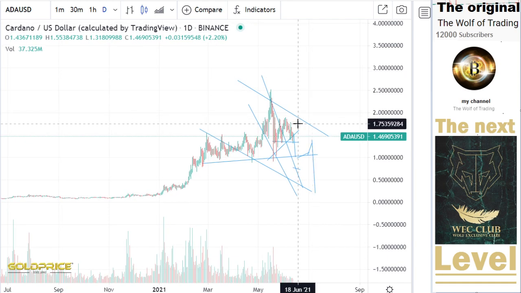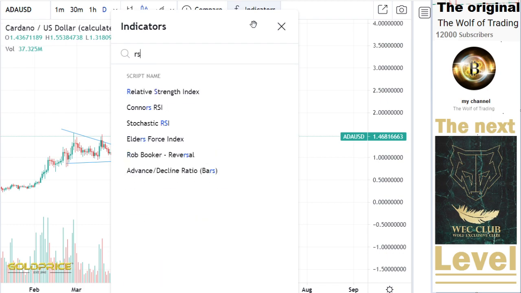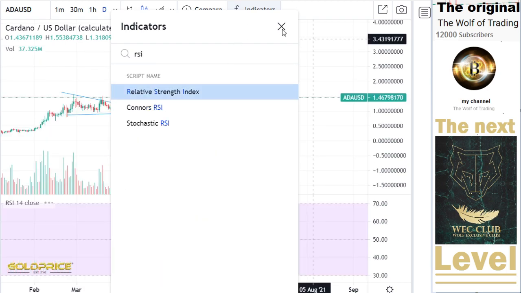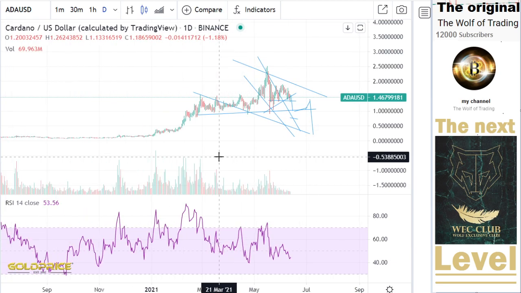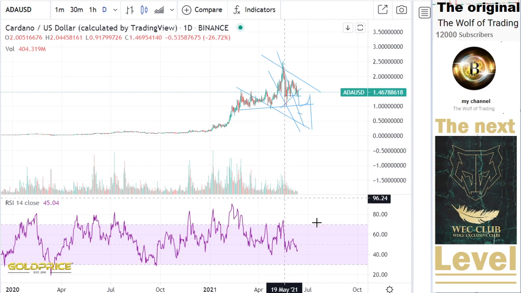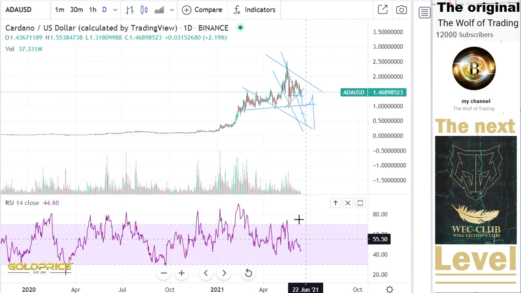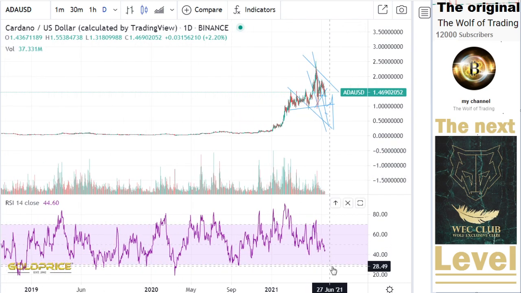Yeah. Let's check. We're looking at RSI. We could go here a little bit to the top side to test this level, this move, and then finally we go in direction of 28 RSI, I think. Yeah, we have not yet reached the downtrend or down prices.